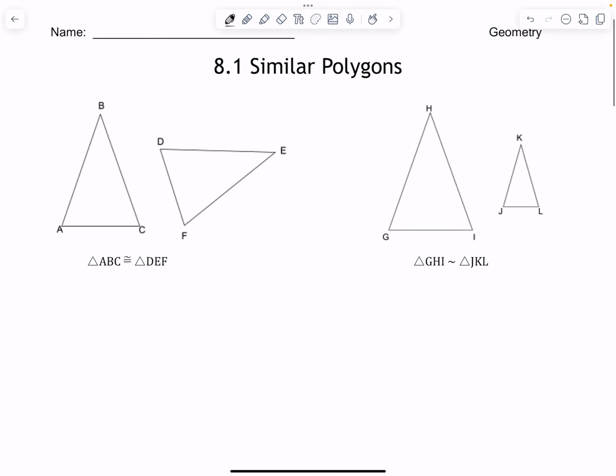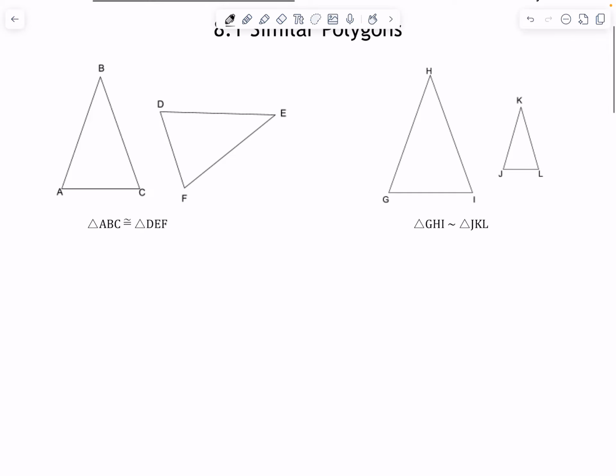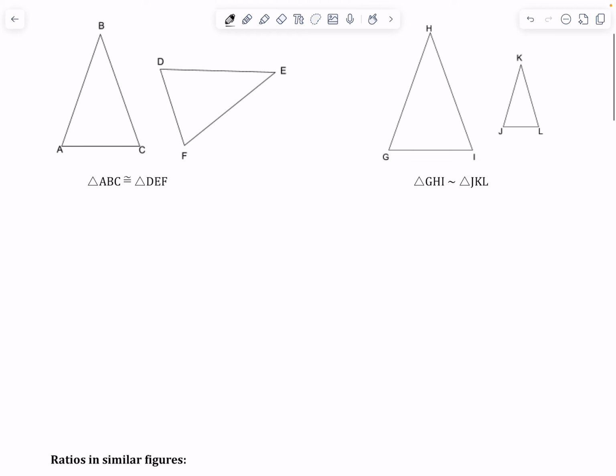In this video, we're going to go over some relationships with similar polygons and then use that information to answer a few questions. Okay, so from the first semester, when we looked at congruent triangles, if you're given this figure and told that the two triangles are congruent, we essentially had 6 things that were true.